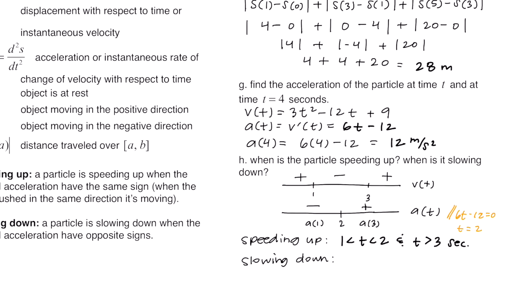Slowing down is when the functions have opposite signs. So you can see opposite would be from 0 to 1. Here they were the same. Also, opposite would be from 2 to 3. Their signs are opposite. So that would be where the particle is slowing down.